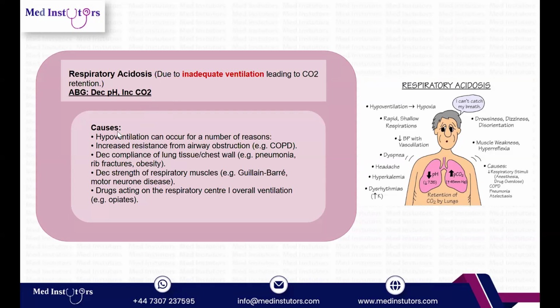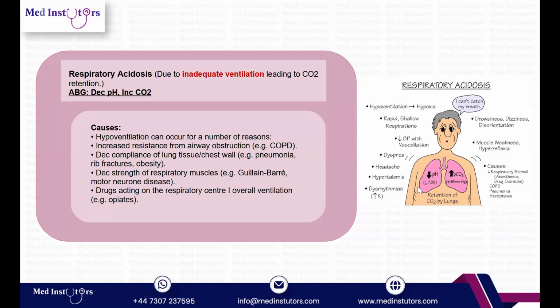What could be the causes for respiratory acidosis? We are saying that it is due to inadequate ventilation. As a result of that, there's a lot of carbon dioxide in the blood. Hypoventilation, yes. Increased resistance from airway obstruction, for example, COPD. Decreased compliance of lung tissue: pneumonia, rib fracture, obesity. Decreased strength of respiratory muscles, and some drugs like opioids cause respiratory acidosis.